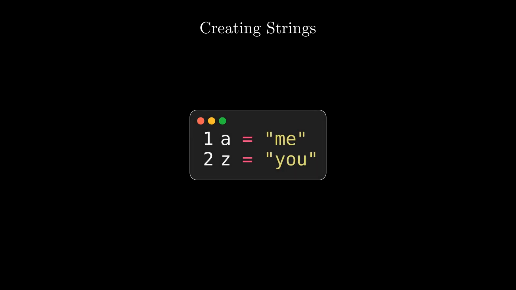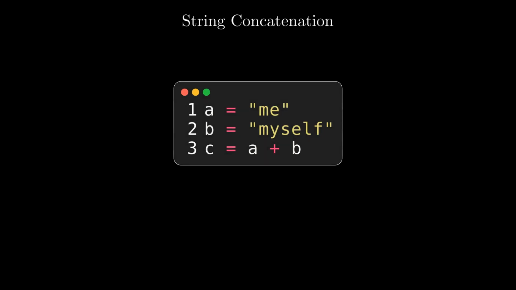First, the definition. A string is a sequence of case-sensitive characters. Those characters can be lowercase letters, uppercase letters, digits, spaces, or special symbols. Even a new line or a tab has a character representation. You tell Python you're creating a string by enclosing characters in quotation marks. Here, variable a is set to the string "me", and variable z is set to the string "you". When Python sees the quotation marks, it builds a string object from the enclosed characters and binds it to the variable name. The two most common string operations are concatenation and repetition.